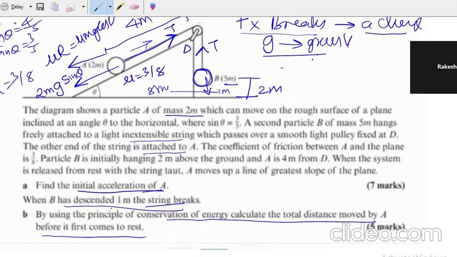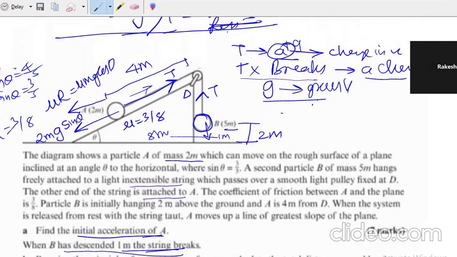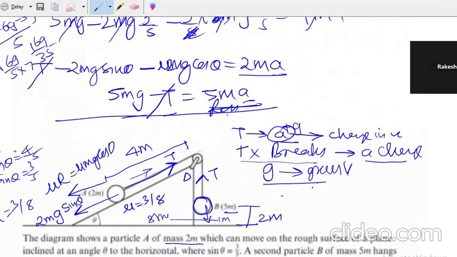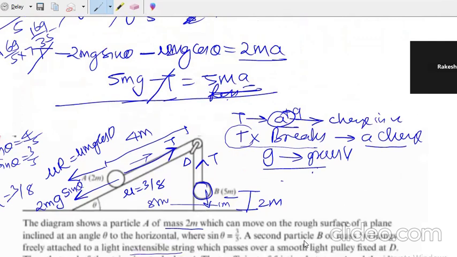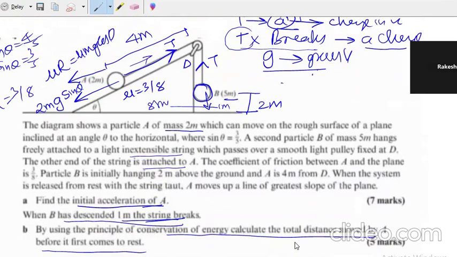Now the string breaks. Okay. The problem is, I told you there will be no tension now. There will be no tension, so that means T will be 0. But what will be the forces acting on A? Now he's talking of A only, okay? He says it breaks when it has reached 1 meter. So it's gone down 1 meter, okay?